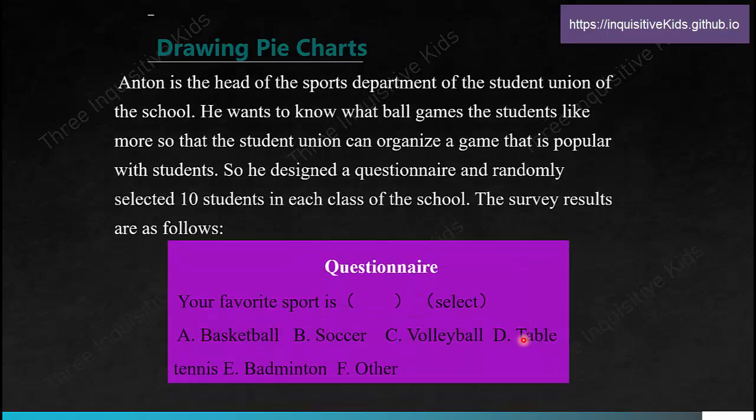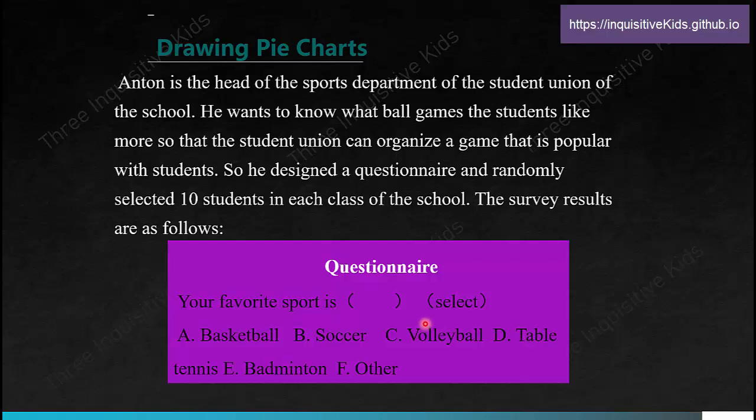So, drawing pie charts. Anton is the head of the sports department of the school union. He wants to know what ball games the students like more so that the student union can organize a game that is popular with students. So he designed a questionnaire and randomly selected 10 students in each class of the school. The survey results are as follows. So Anton is trying to come up with a good sport tournament.